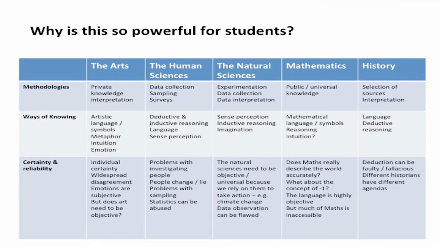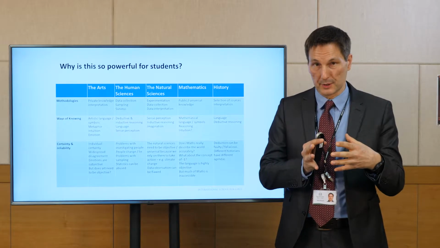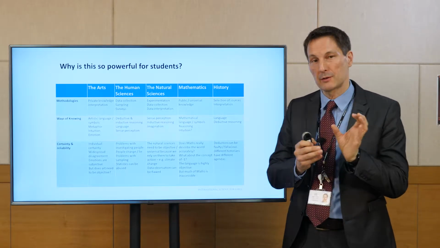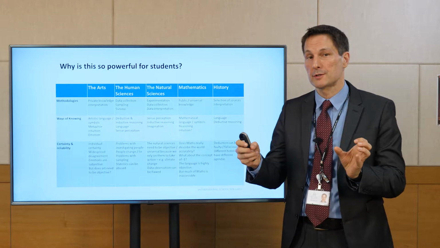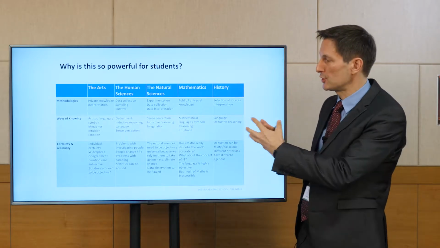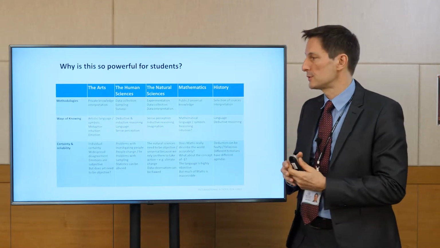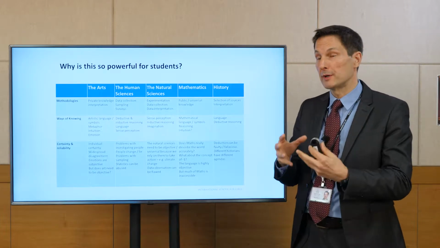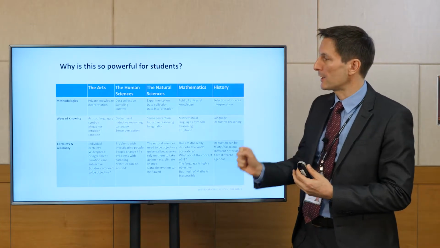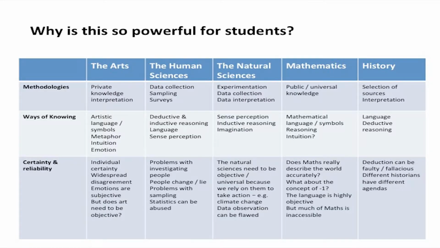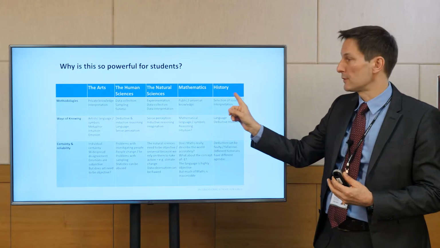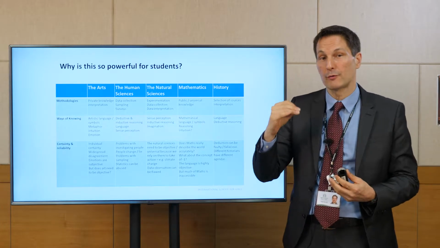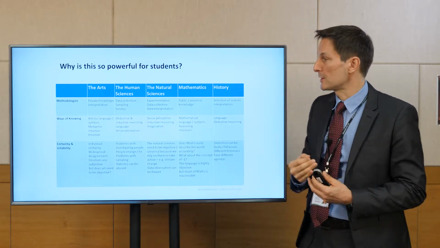So the reason why this is so powerful for students is not just when they do it once for one subject, but it's when they start to make the comparisons across the different areas of knowledge. And so this chart actually reflects what one group in a class came up with when they were comparing methodologies, ways of knowing, certainty and reliability across all these different areas of knowledge. And this is where the really powerful critical thinking starts to happen.